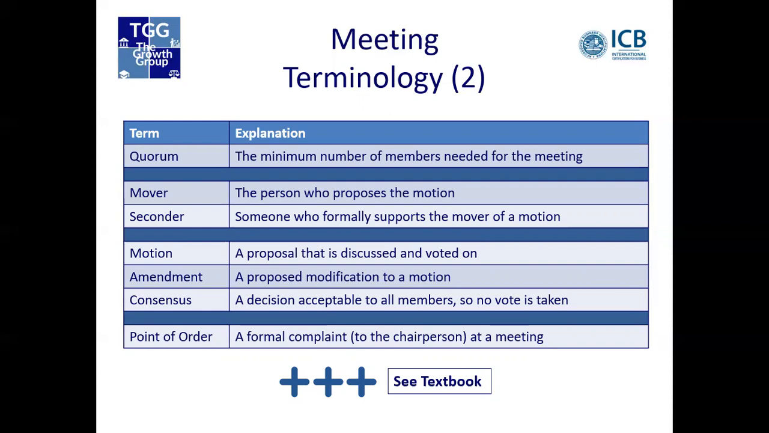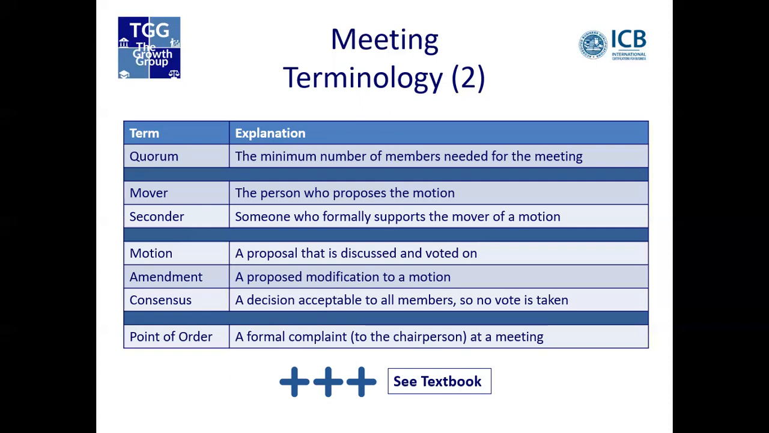So what is a motion? A motion is a proposal that is discussed and voted on. An amendment is simply a proposed modification to a motion. So somebody could say, you know what, I like your motion, but I'm not entirely satisfied with the wording. Can we amend it like that? And then the motion is amended, and then the amended motion is what we will vote on, and most likely will be accepted.